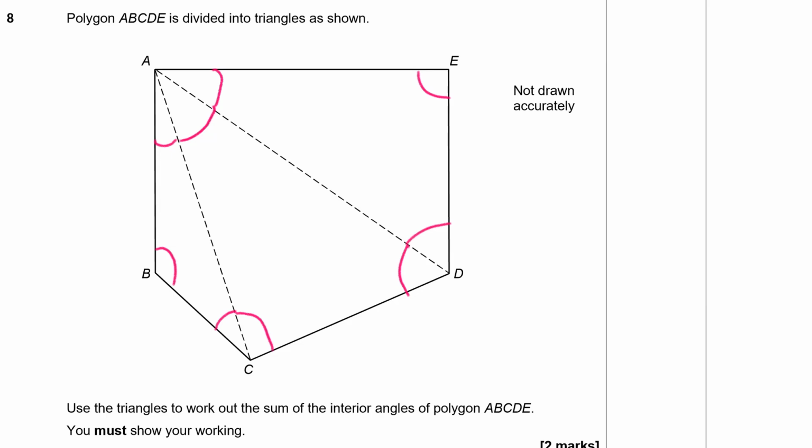So you can see that those 3 angles there form that interior angle of my pentagon. And then I've got another one there, look, and another one there, another one there, and another one there. So the 3 sets of 180 degrees from my triangles add up to the interior angles of my pentagon.